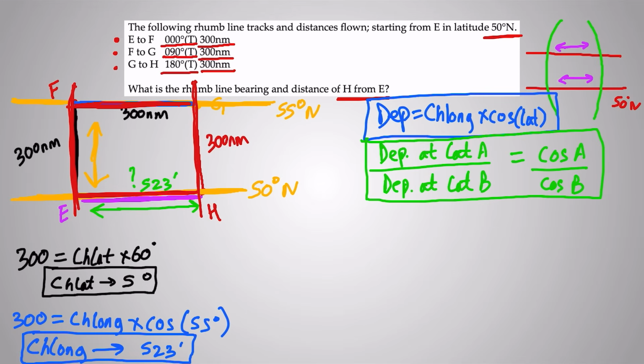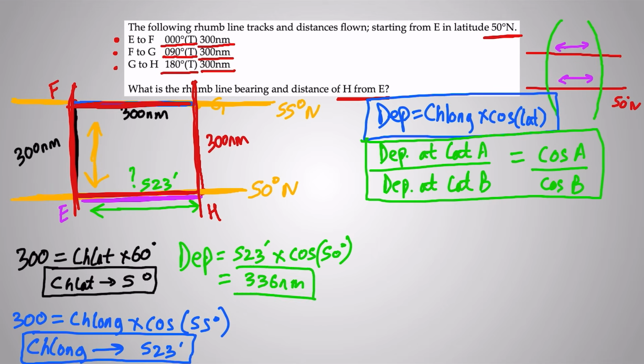Now if I put it in the formula to get the departure, it will be change in longitude, which is 523 minutes, into cos of 50. So my departure will come out to be 336 nautical miles. Now this is the distance between place E and place H. Now to find the rhumb line bearing of H from E, it will be 090 because H is east of E.